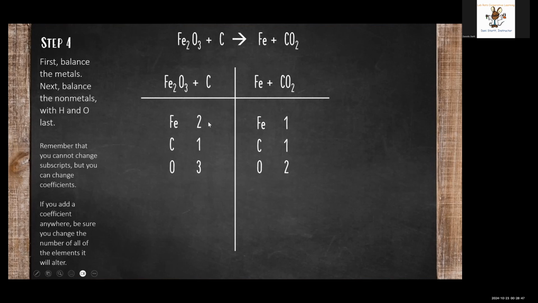How many iron do we have? We have 2. How many iron do we have? We have 1. They're not the same. So we need to turn him into 2. How do we do that?